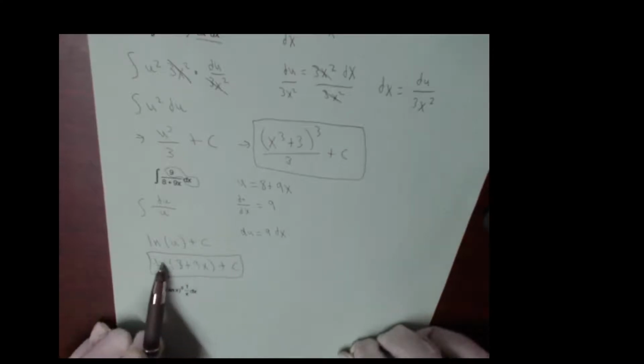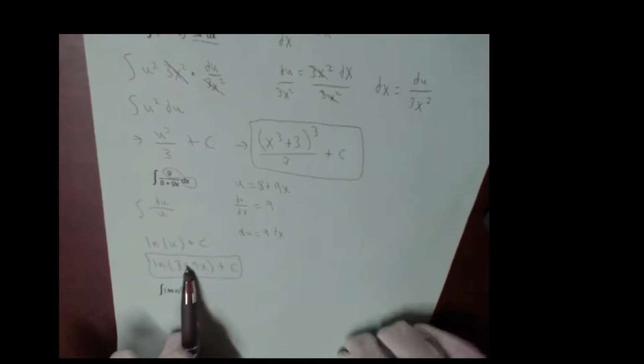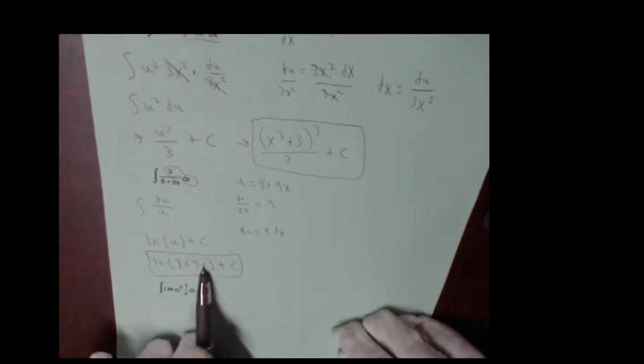You can check your answer. Take the derivative. The c goes away. We get 1 over all of this. And then because of the chain rule, we have to multiply by 9, which gets us right back to where we started. Let's do the last example on this page.